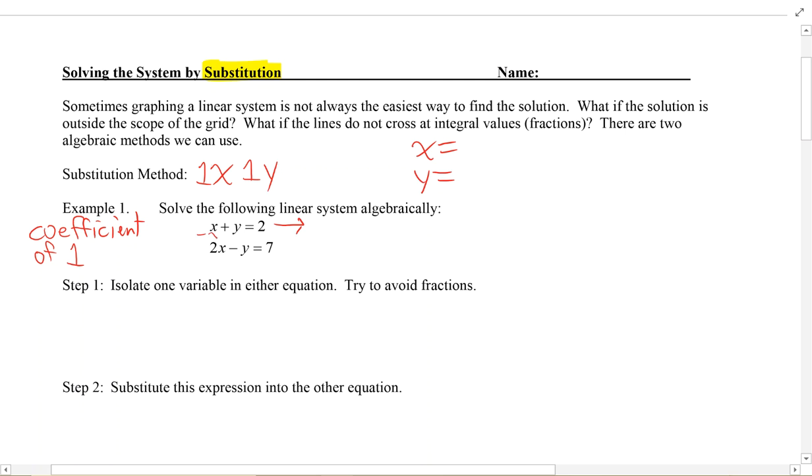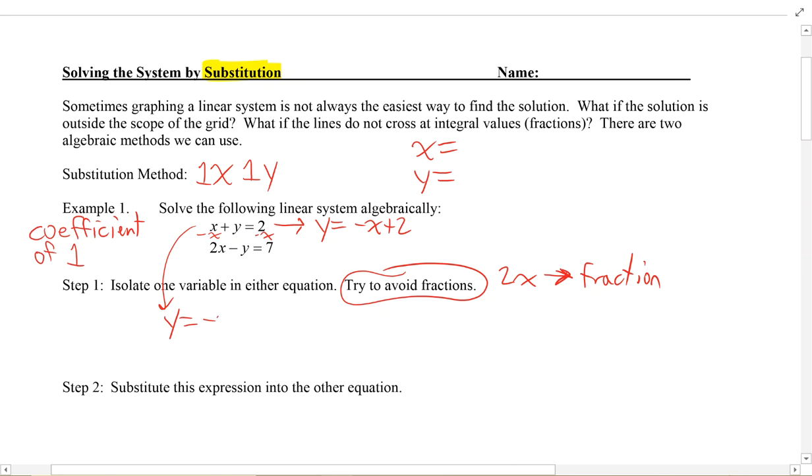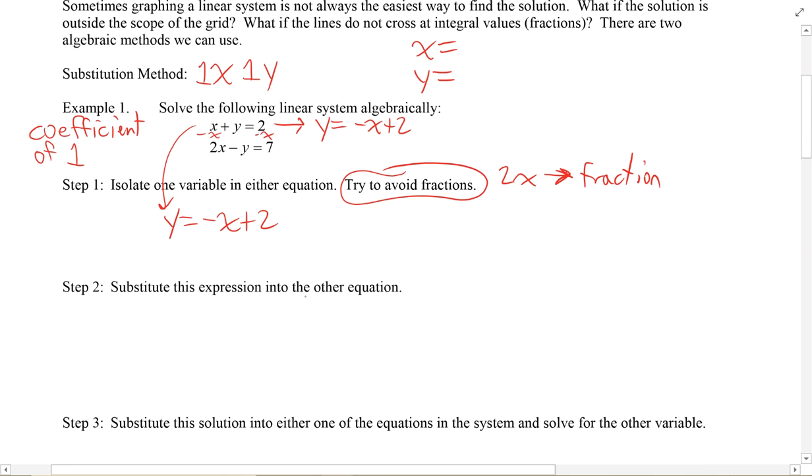So all we have to do is subtract x from both sides, and you get y equals negative x plus 2. Try to avoid fractions. That's why we didn't want to work with the 2x, because that would have given us a fraction. So the first equation turns into y equals negative x plus 2. Now we substitute this into the other equation, the one we didn't change: 2x minus y equals 7.